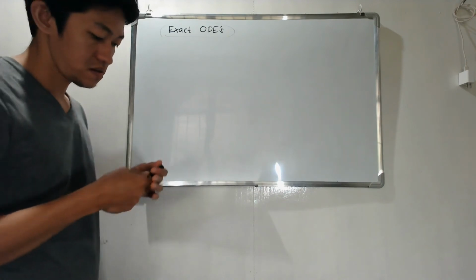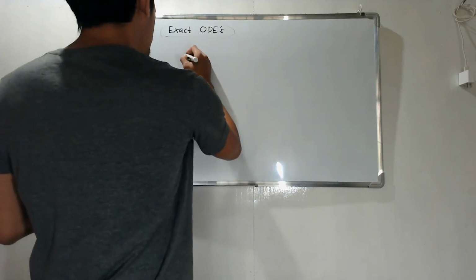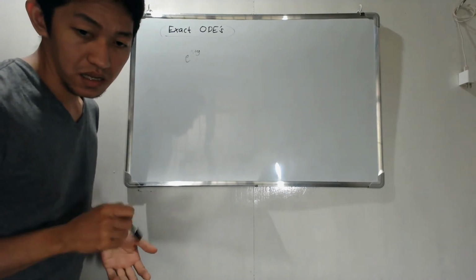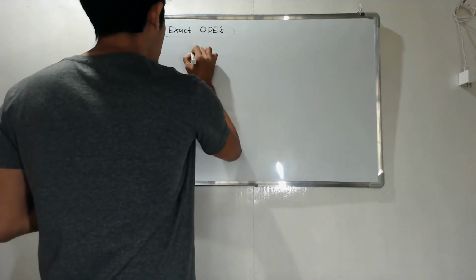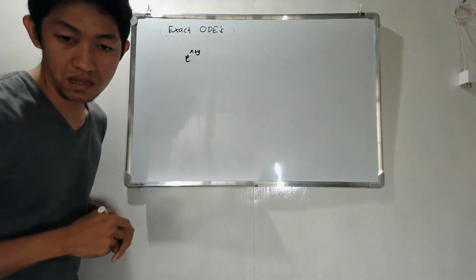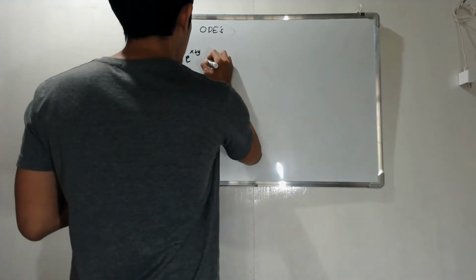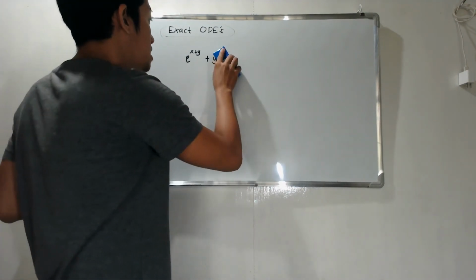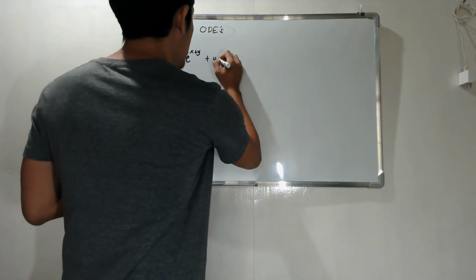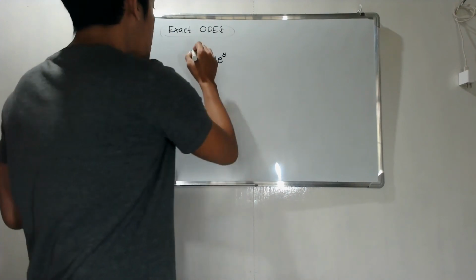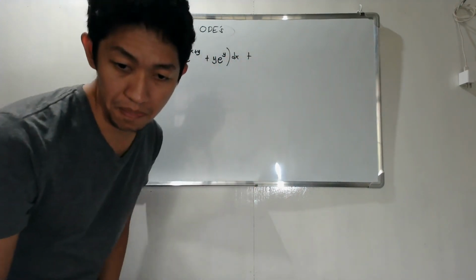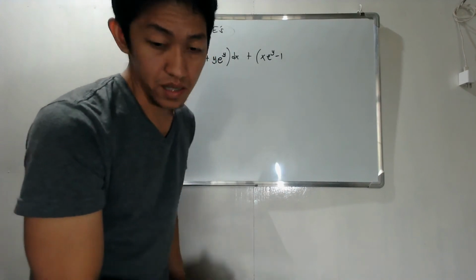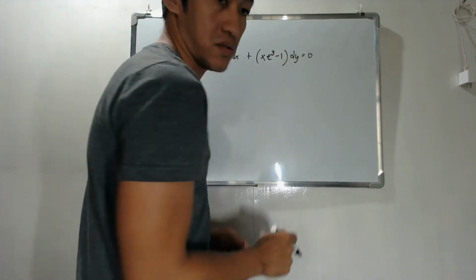Have an example. So this one is e to the x plus y plus y to the y times e raised to y dx plus x e to the y minus 1 dy is equal to 0. Okay.